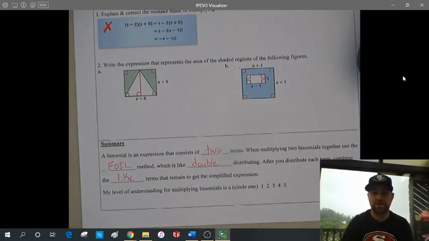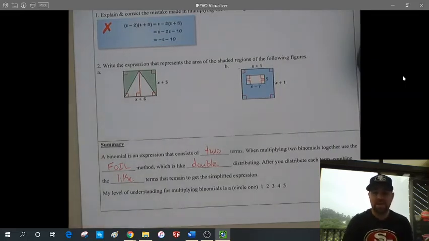Okay, and then a little 1 to 5 scale there for your understanding of multiplying with binomials. How confident are you feeling with that? Hopefully confident enough to go attempt some of the worksheet problems. Okay, so be on the lookout for the answer key for that coming up later in the day. But do your best. This is what the quiz is going to be on this week.